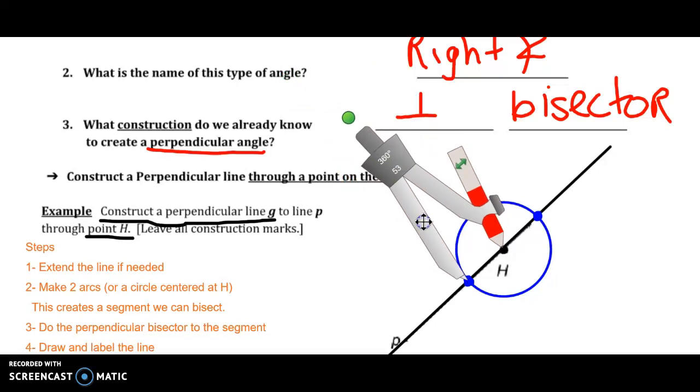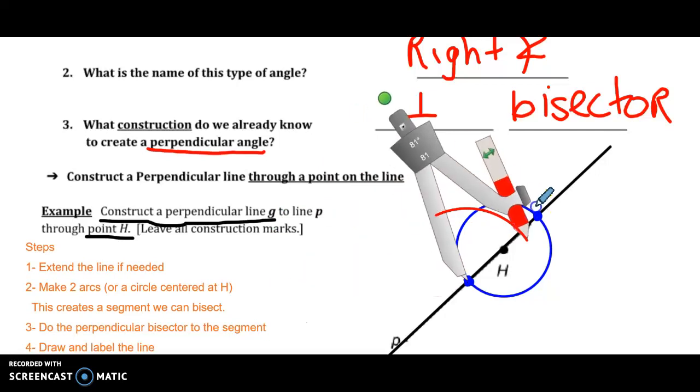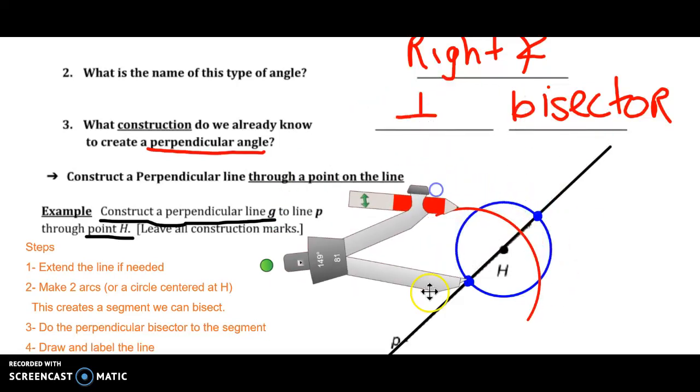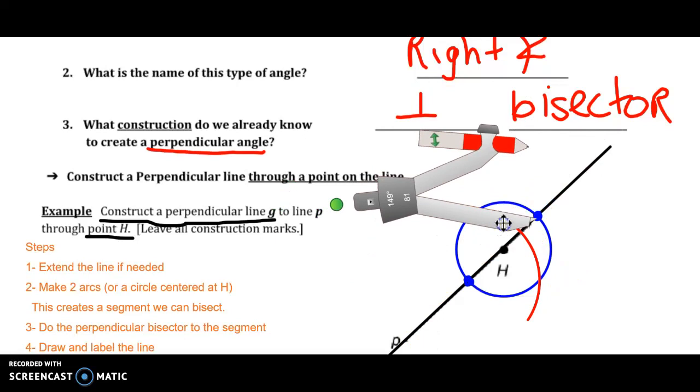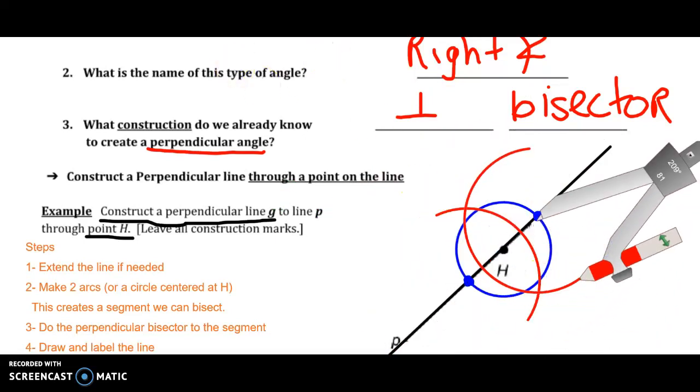So we'll put our compass point on one endpoint of the segment, open our compass more than halfway, and make an arc. We will transfer it to the other endpoint, and repeat the same steps. Where the arcs intersect, we can put 2 points. And we know that through any 2 points, we can draw a line. And there's our perpendicular line through a point on the line. So these are our right angles, here and here.